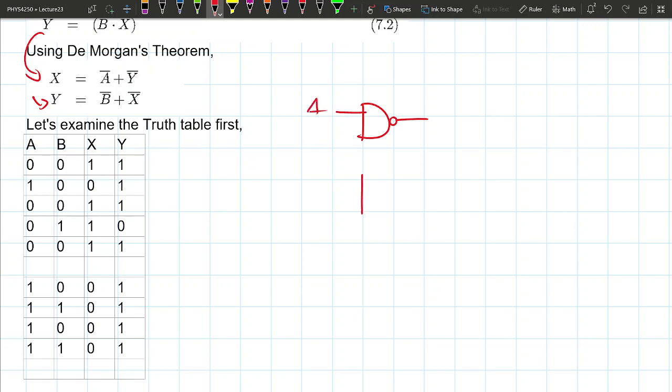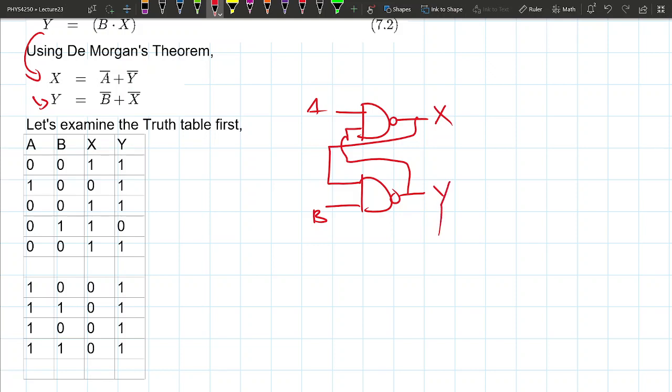A, and then the second NAND gate. We're going to have B here. Right. We're going to route this input here. We're going to route this output under here, right? We call this X. We're going to call this Y.